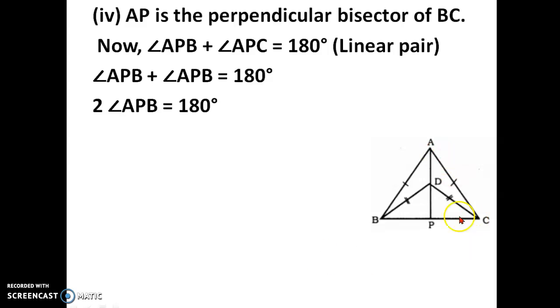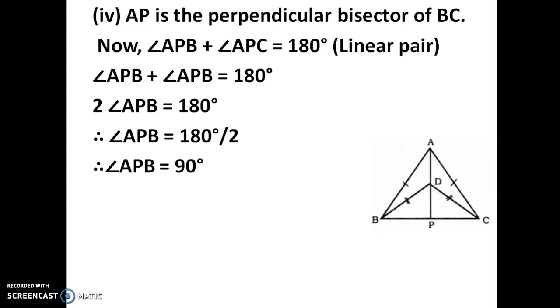So we know that APB is equal to APC. Okay. So we are replacing APC with APB itself. So we are getting 2 times of APB. Okay. So this 2 can be taken to the RHS. So it will go in division. So that is 180 divided by 2 you will get. That means APB is equal to 90 degree.